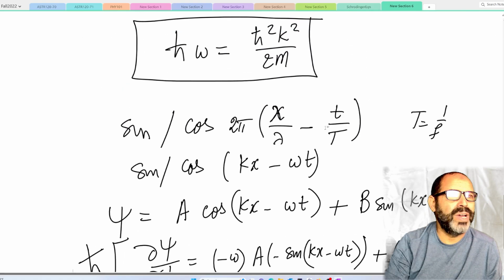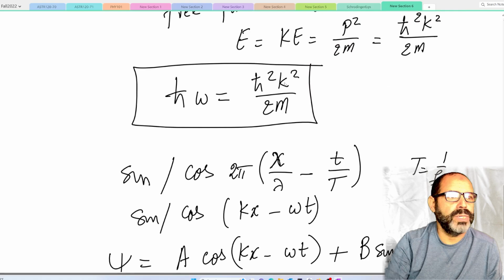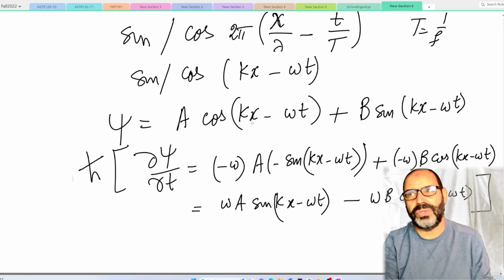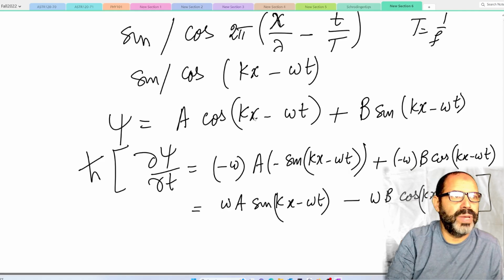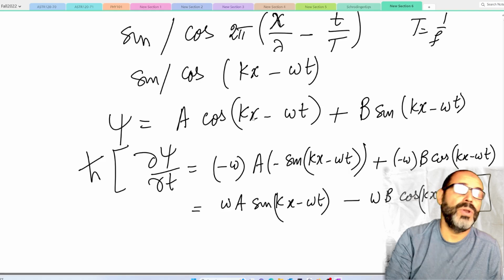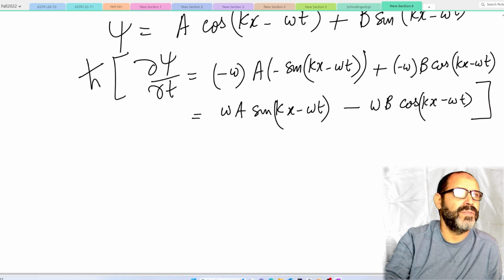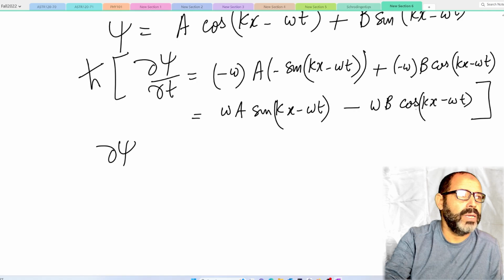Let's find the k squared though. The k squared on the other side can be thought of as taking the derivative with respect to x twice. Because if I take the derivative with respect to x the first time, I'm going to put a k in here, I'm going to put a k in here. If I take the second derivative with respect to x, I'm going to put another k, which makes it k squared, and another k in here, which makes it k squared. So let's do that. Let's take the first derivative with respect to x.